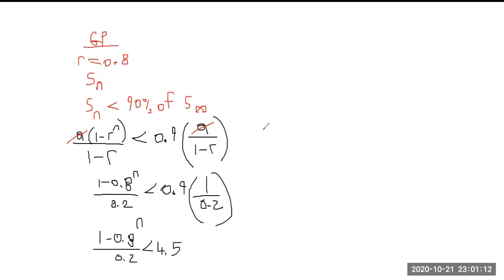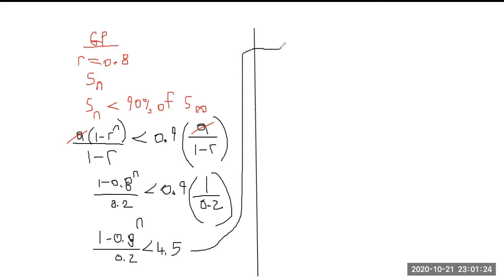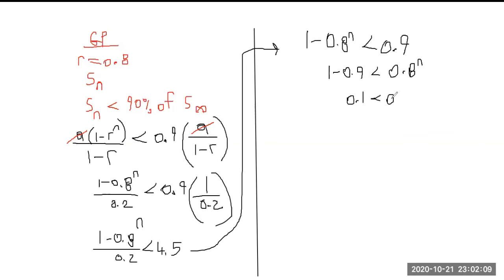So now we just need to make n the subject. That's all we need to do, and then we're pretty much finished. So let's make n the subject. We're going to take this and bring it all the way up to here. And so what we have now is 1 minus 0.8 to the n is less than, we can multiply through by 0.2, to get 0.2 times 4.5, that is 0.9. So 1 minus 0.8 to the n is less than 0.9. And so we can bring over 0.8 and bring over 0.9 to get 1 minus 0.9 is less than 0.8 to the n. And so what we're getting is that 0.1 is less than 0.8 to the n.